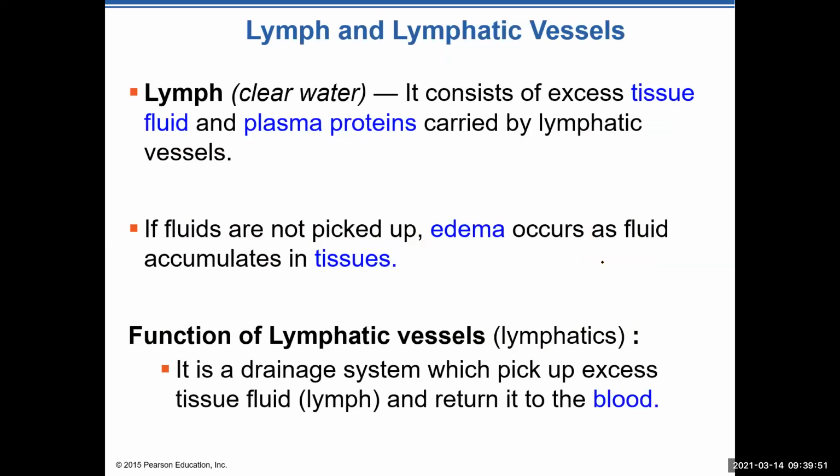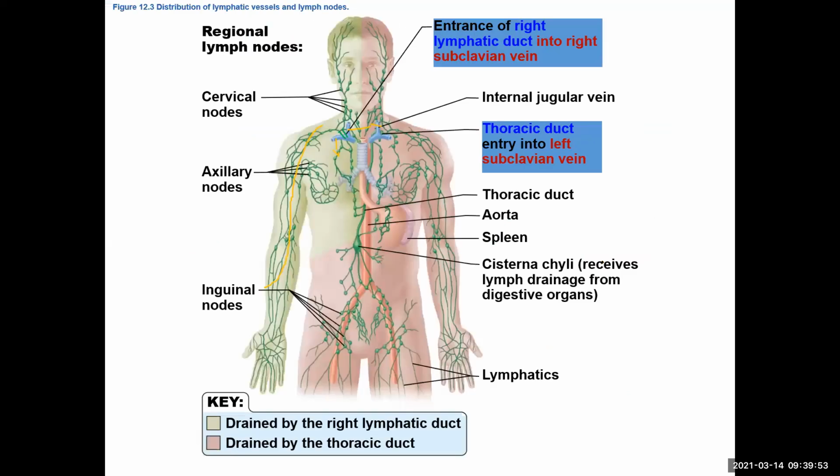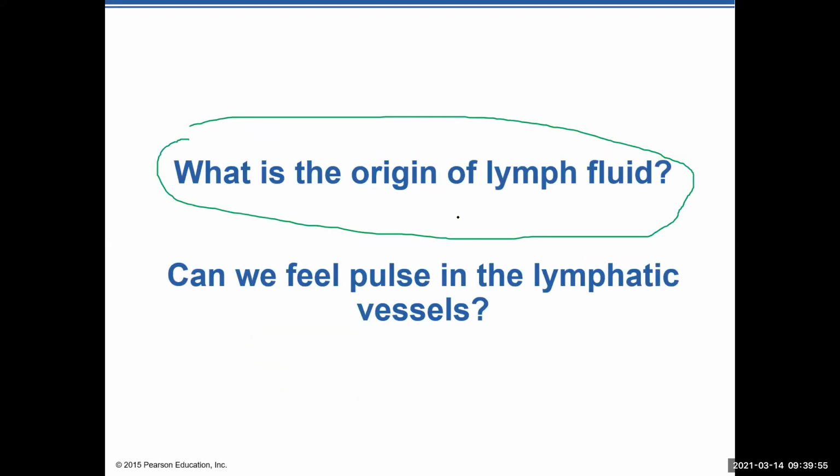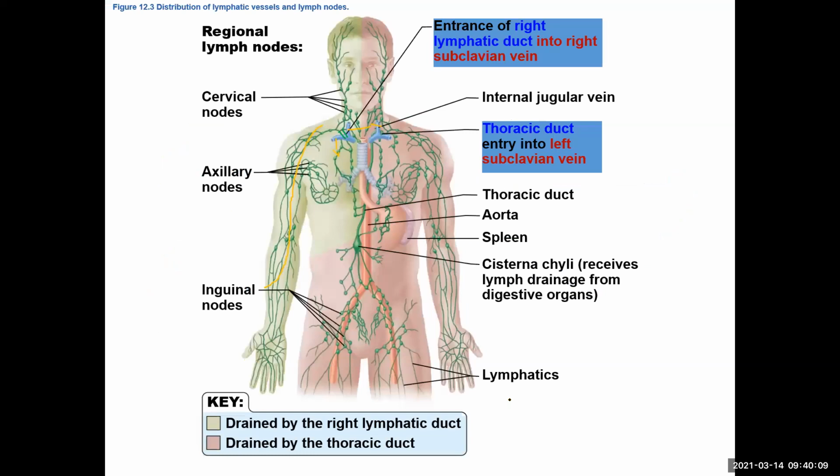Now my question is, can we feel pulse in the lymphatic vessels? The way we have blood vessels, we have arteries, arterioles, capillaries, right? Similarly, in the lymphatic vessels, we'll soon talk about the lymphatic capillaries. Then we have collecting vessels, then the lymphatic trunk, and then finally the bigger ones called the lymphatic duct, right? So, do we have blood pressure in the lymphatic vessels?